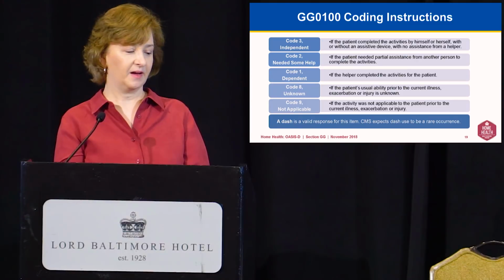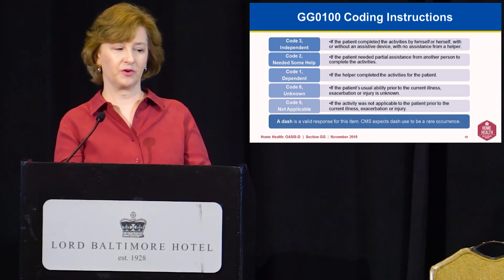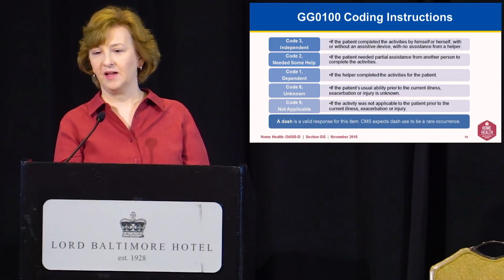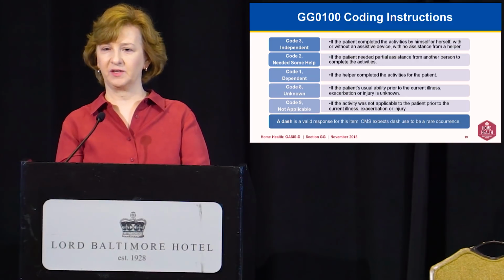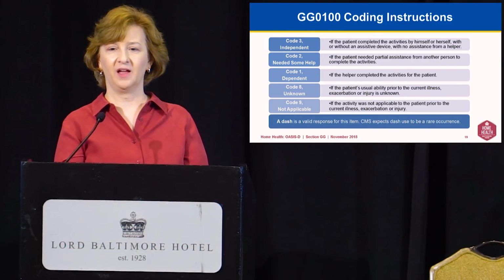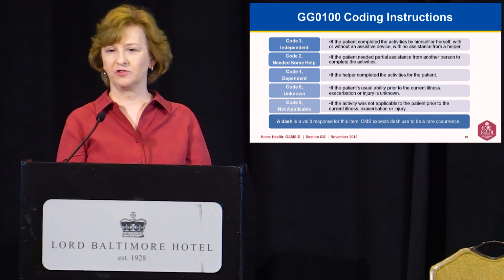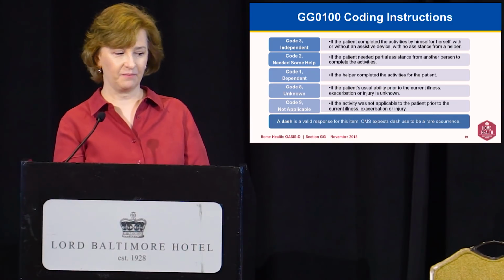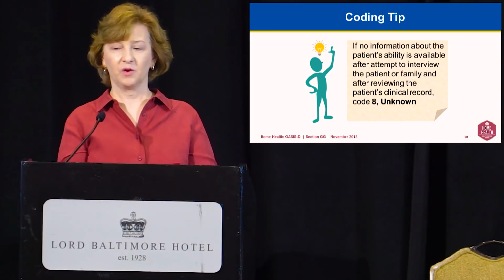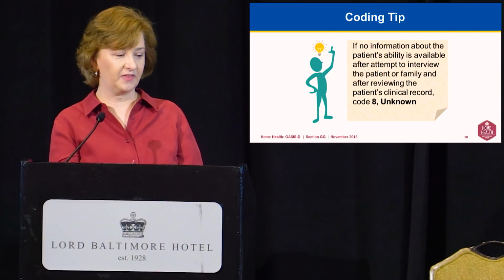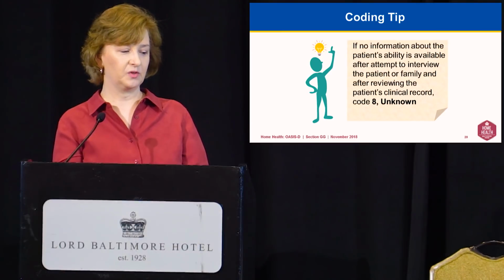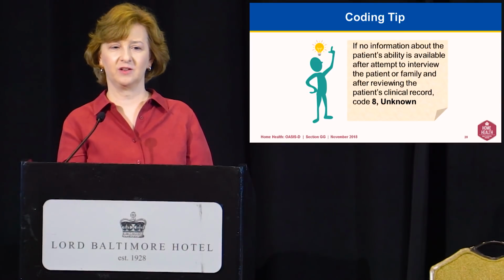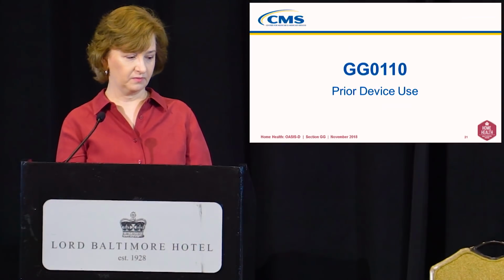And then code 9 is available if for some circumstance an activity was not applicable. An example of this might be for the mobility item where we talked about ambulation. Perhaps this is somebody who has a longstanding chronic illness and has been using a wheelchair for a long time, and so they're not ambulatory. So you would code 9 not applicable in that example. Again, coding tip, if you've made an attempt to interview the patient or family or access a medical record, and that information is not available, you can code unknown.